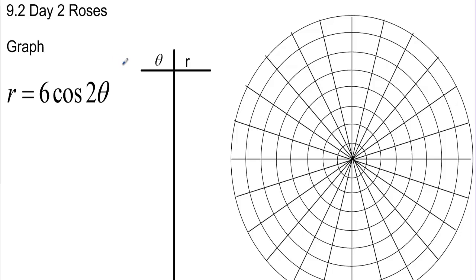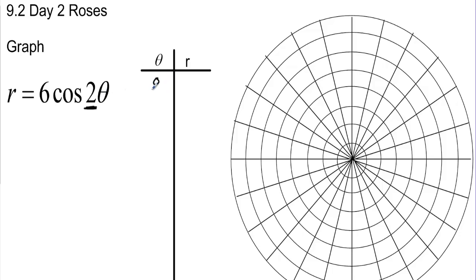This is section 9.2, day 2, and we are going to graph roses. Here we have the equation r equals 6 cosine of 2 theta. We're going to take the 2 and we're going to double it, and that's what we're going to count by in the denominator. And what I mean by that is we're going to start with 0.